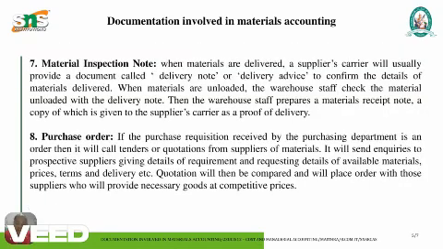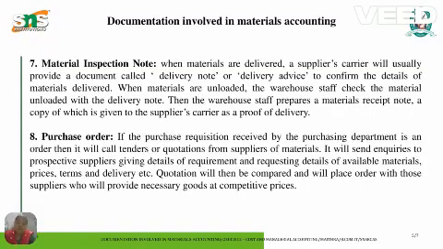Next one is the material inspection note. Here the inspection will be based on the supplier, who usually provides a document called a delivery note or delivery advice, which is used to confirm the details of the materials involved. The materials are unloaded, and warehouse staff check the material unloaded against the delivery note, and then prepare the material receipt note, a copy of which is given to the supplier as proof of delivery.